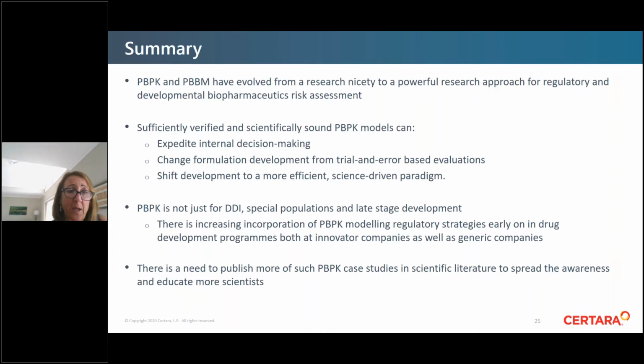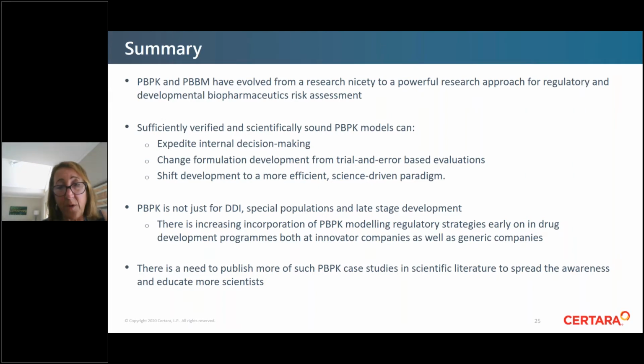The third point here is there's a belief with PBPK that I want to quell right now, which is that it's for DDI only, drug-drug interactions. And of course, for drug-drug interactions and special populations, PBPK is optimal, and we recommend it often and have many ongoing projects in these areas. But it's also for other purposes.